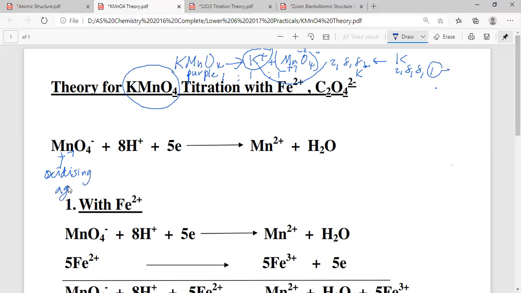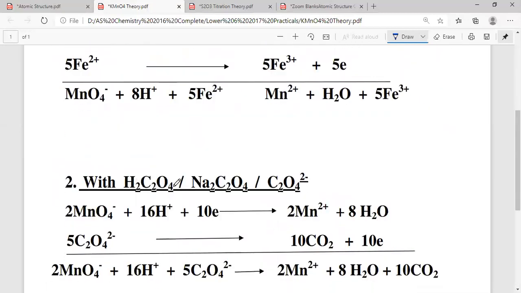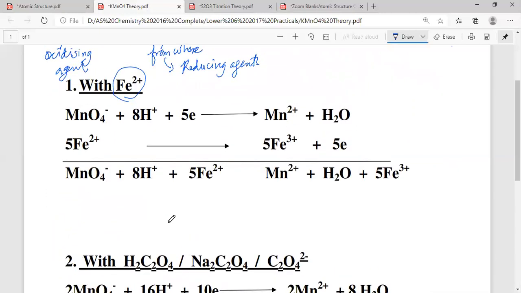Which means it undergoes reduction. It means it's able to take electrons. It loves electrons, so it will take 5 electrons. From where? They must come from somewhere, from substances which are reducing agents. What are some reducing agents? Fe2+, a very common one. Also the ethanedioate ion, which I will show afterwards, and sometimes hydrogen peroxide, and sometimes tin, Sn2+, whatever.